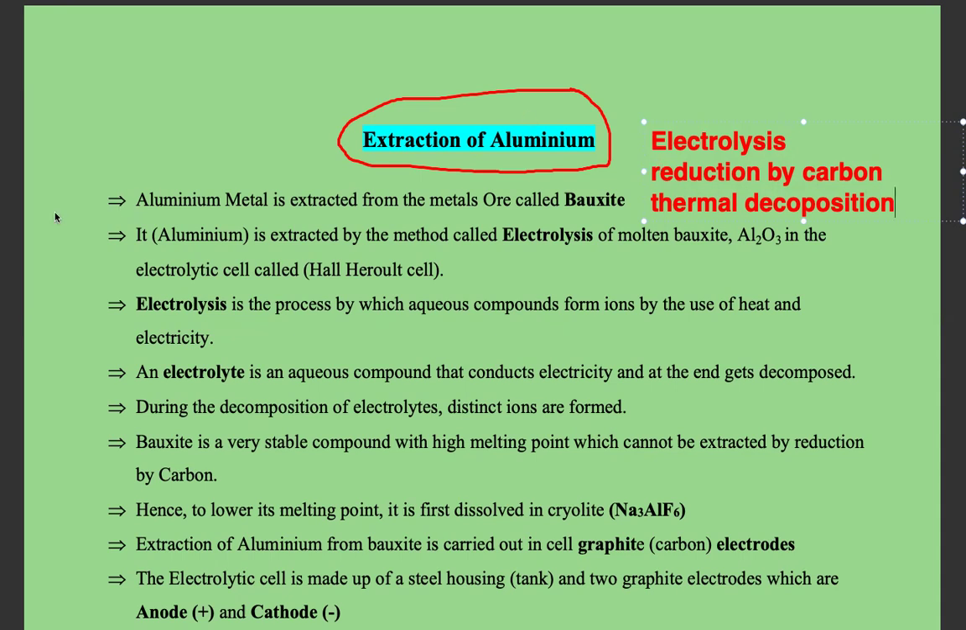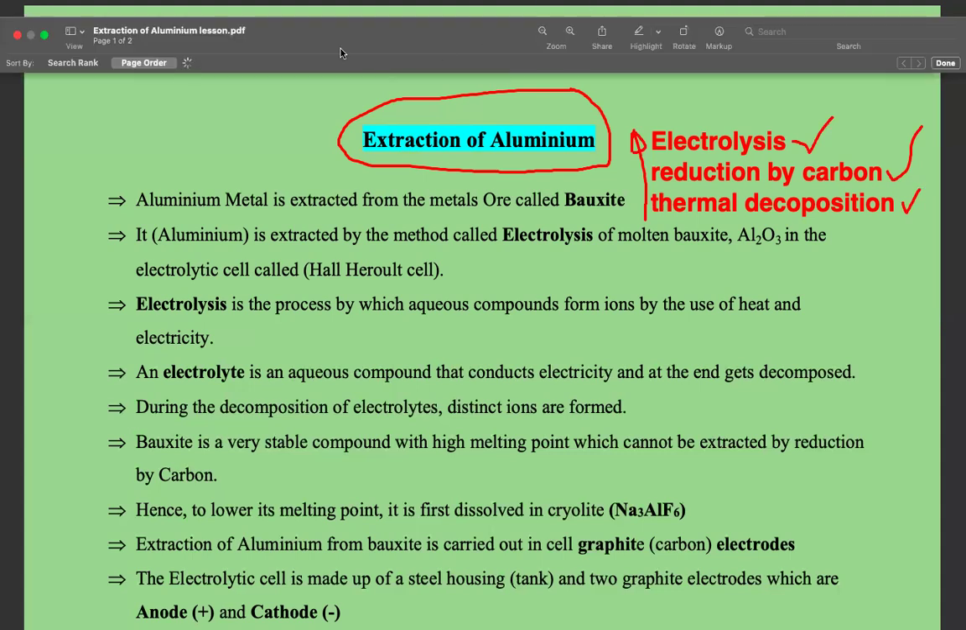More reactive metals. I'm thinking reduction by carbon. No. So this is the order, even on the reactivity series. The most reactive metals, electrolysis; relatively reactive metals, reduction by carbon; and the least reactive metals, we extract them by thermal decomposition. Okay.